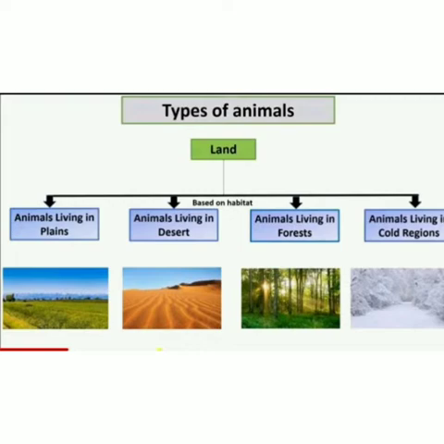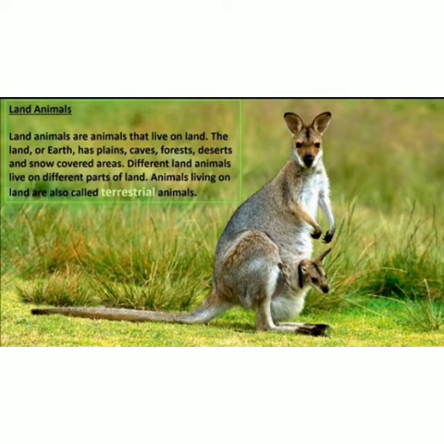Then, animals living in forest. Wild animals. Lion, tiger, elephant, giraffes. These animals live in forest. Animals living in cold regions, polar bears. Already you all very well know about that. Animals that live on the land are called terrestrial animals. Depending upon their habitat, some may live on plains, caves, forests, deserts and snow-covered areas.